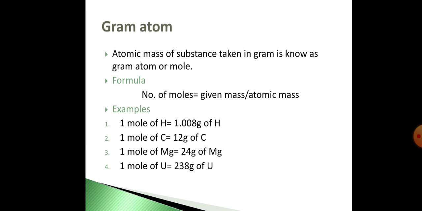In the same way, if we need 1 mole of carbon atom, then we require 12 gram of carbon. And if we need 1 mole of magnesium, then we need 24 gram of magnesium. In case of uranium, we need 238 gram of uranium, and 238 gram of uranium will be equal to 1 mole of uranium.